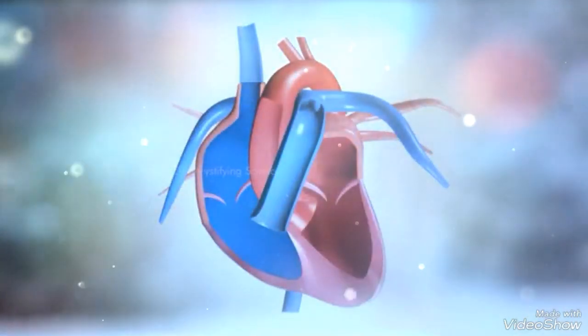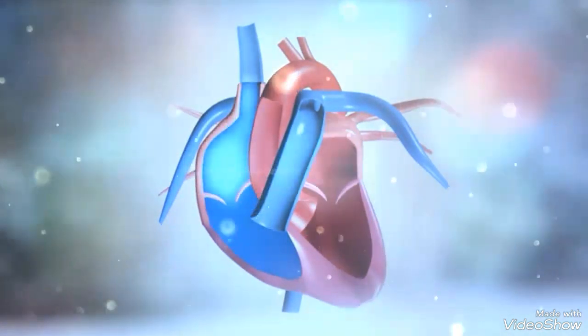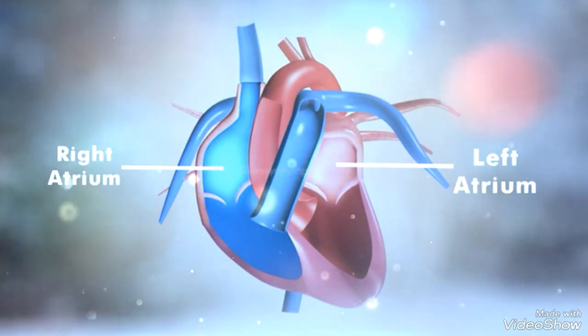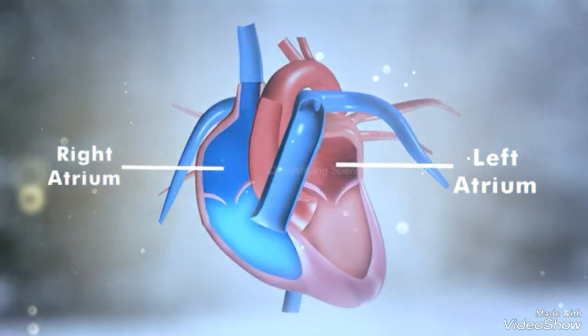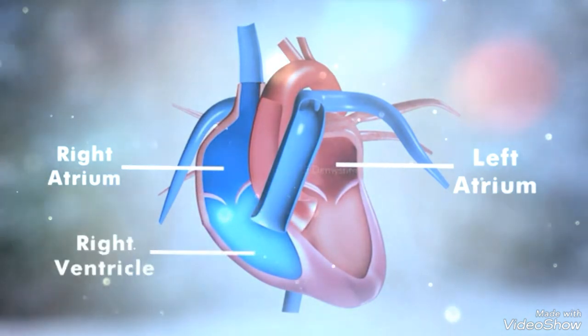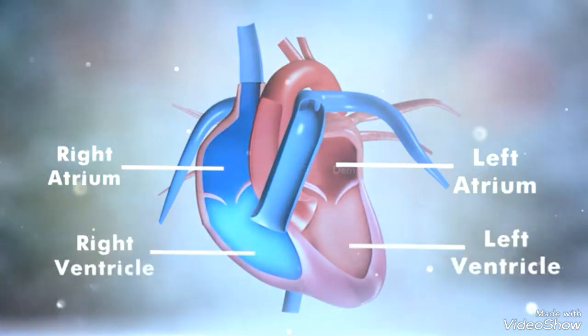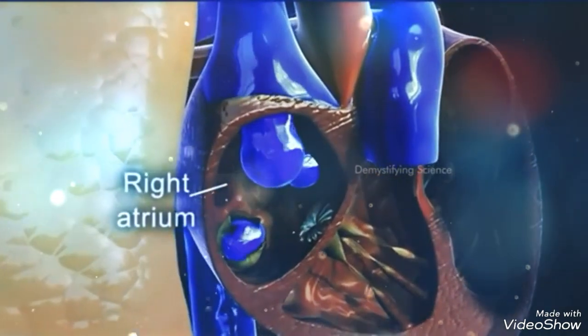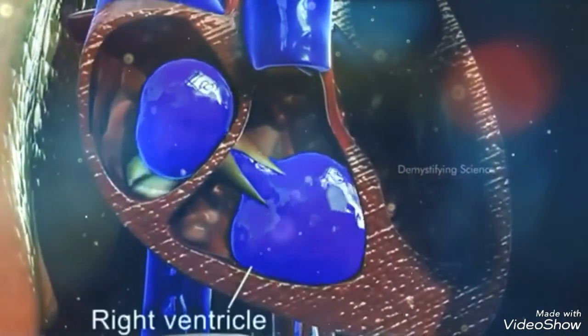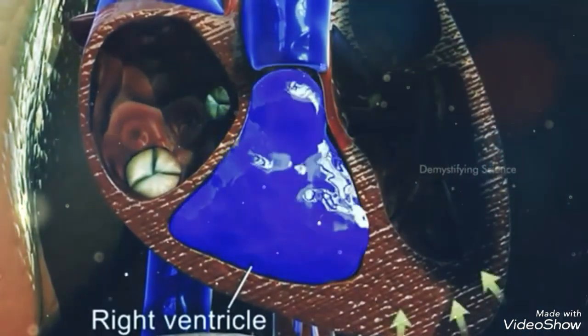2 chambers are located in the upper portion of the heart called atria, which consists of the right and left atrium, while the 2 other chambers are located in the lower portion of the heart called ventricles, which consists of the right and left ventricle. The right atrium receives deoxygenated blood from the veins and then pumps it to the right ventricle.